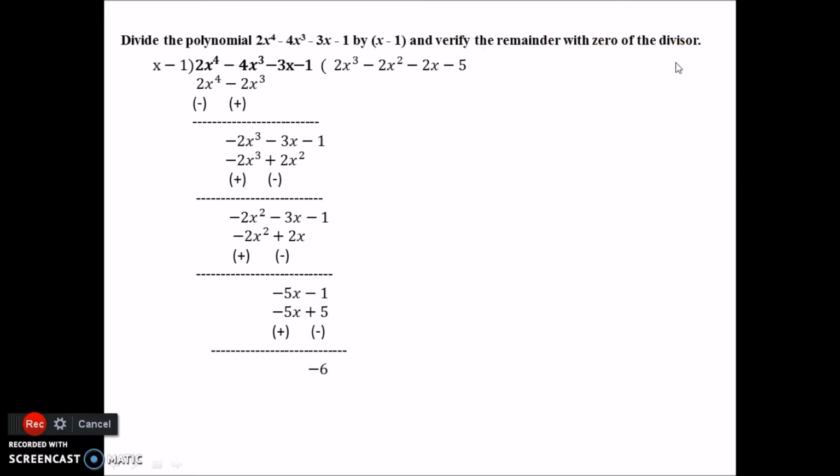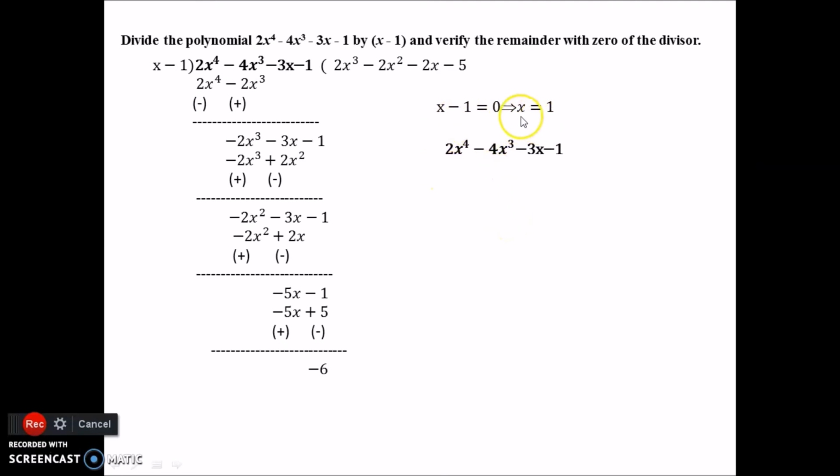So first we have to find, this is the divisor, x minus 1 is our divisor. Now we have to find out the 0 of this divisor. So by equating x minus 1 to 0, we will get x value as 1. So x equal to 1 is the 0 of this divisor x minus 1. Now I am considering this 2x power of 4 minus 4x cube minus 3x minus 1 as f of x, and by substituting this 0 of the divisor in this equation, we will get a remainder.